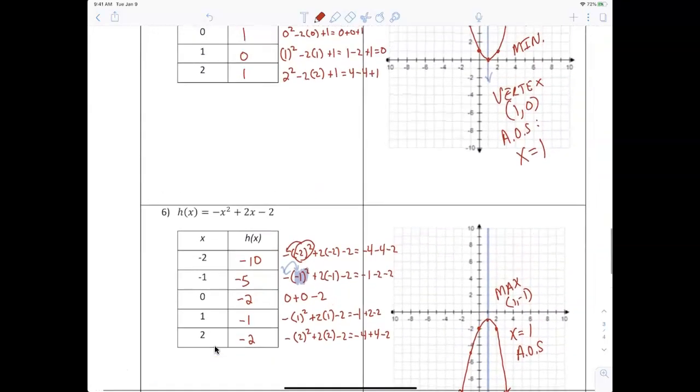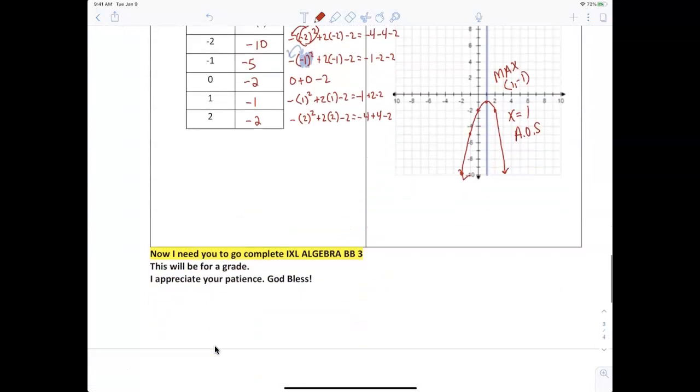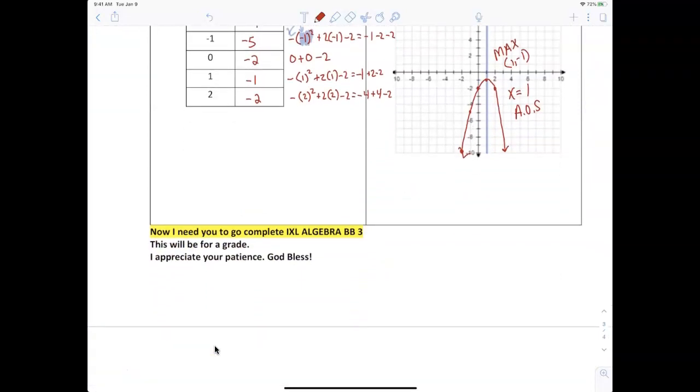The reason why I say that is because now I want you to go to IXL in the algebra section, BB3. I want you to get that to a SMART score of 90. I think it'll be easy for you. SMART score of 90, and I'll give you a grade for that. And that'll just help me. What I'm doing is devising my lesson plans around the IXL. So if you stay with my plans that I'm recording, then you should be able to do the IXL rather easily.